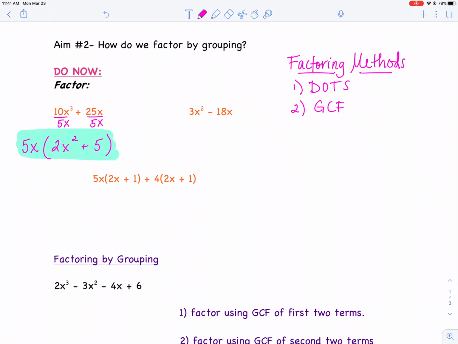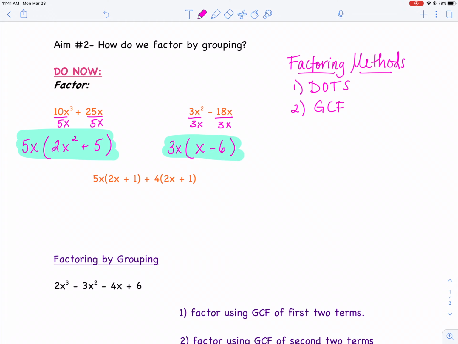In the second one, the greatest common factor between 3 and 18 is 3, and between x and x squared should be 3x. So divide each term by 3x, and you have x minus 6, and there's your answer.